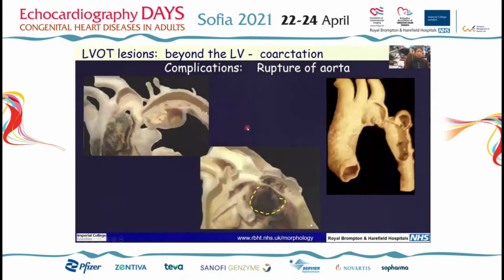These are complications which we don't see at all these days, hardly any. These are examples from our museum. Some of them go back to nearly 100 years ago. And we see here some rupture and dissections of the aorta, post-coarctation lesion.